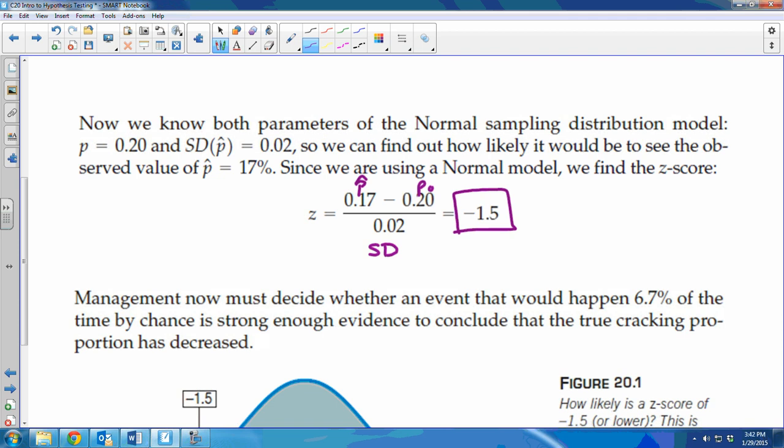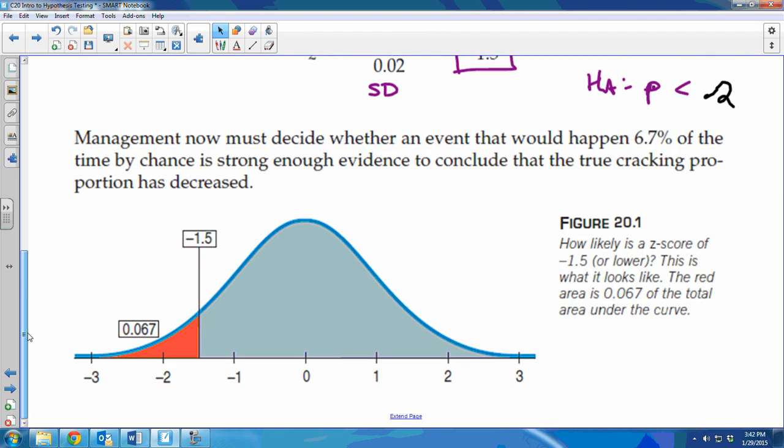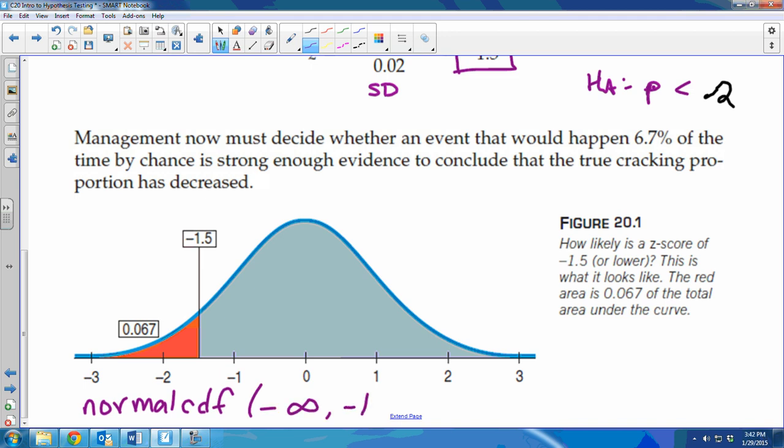And if you remember, our alternative hypothesis in this case was that p is less than 0.2. Sorry, my pen is being a mess. We thought it was less than 0.2. We thought there had been some sort of change. So if you look at a normal curve, all we did was a normal CDF. We went from negative infinity to negative 1.5, and we got this probability, 0.067. That's going to be our p-value.